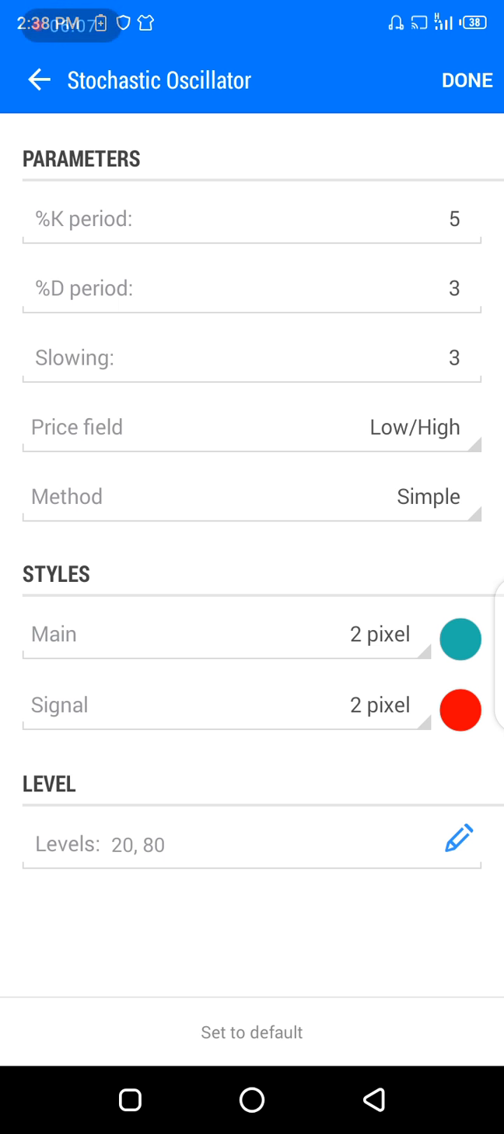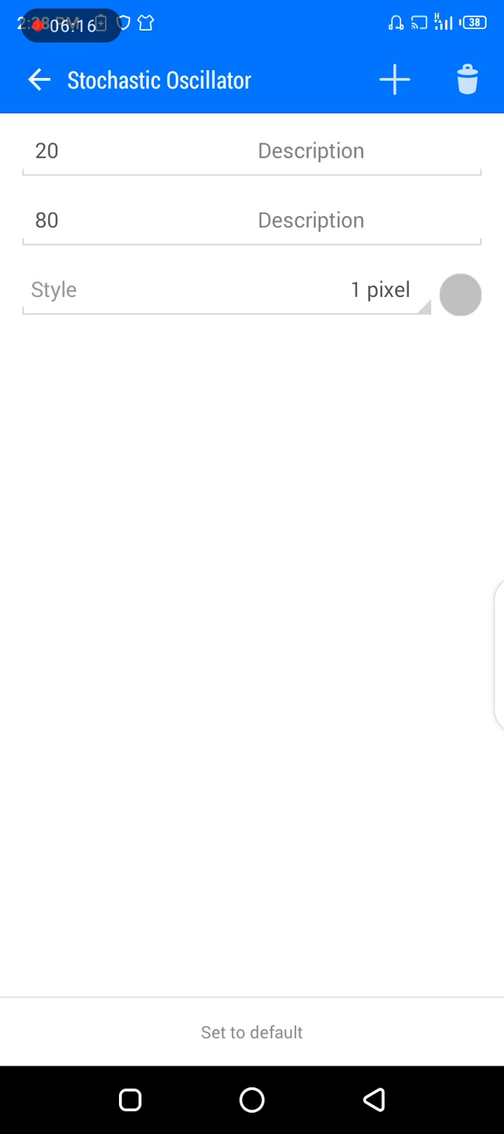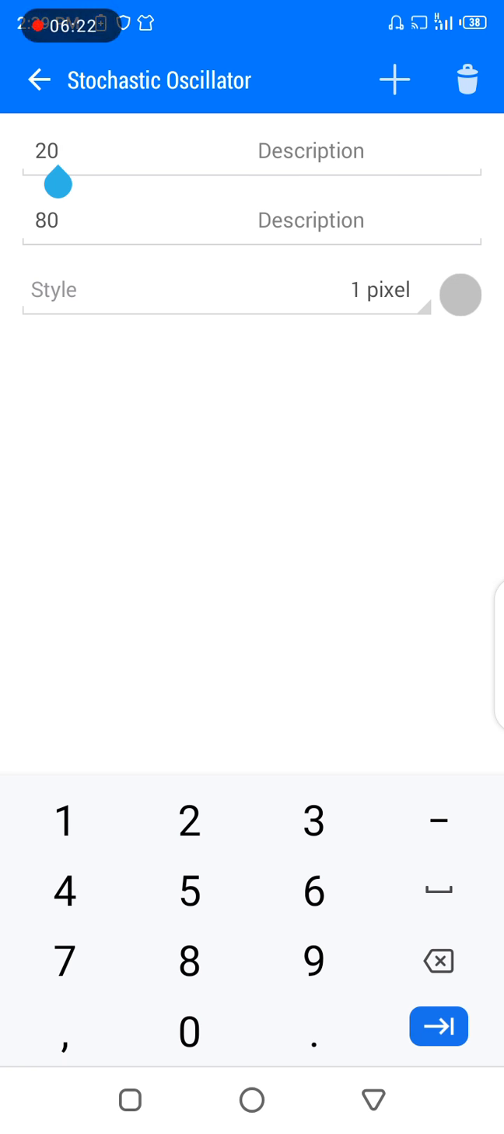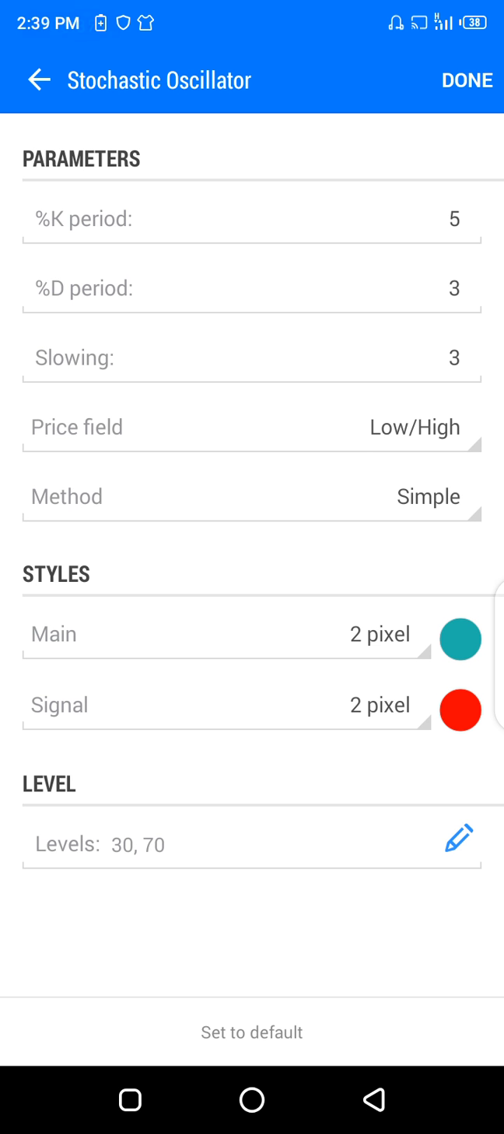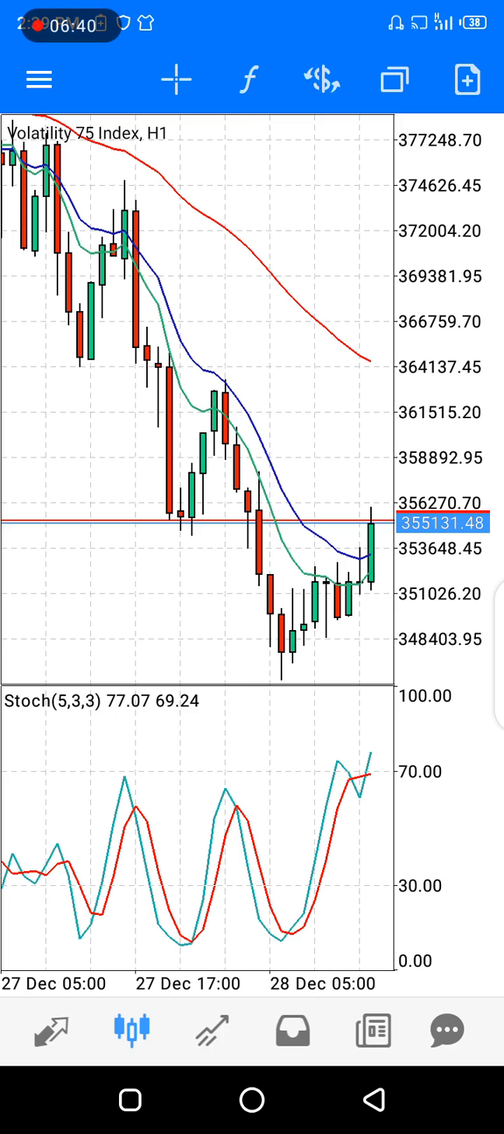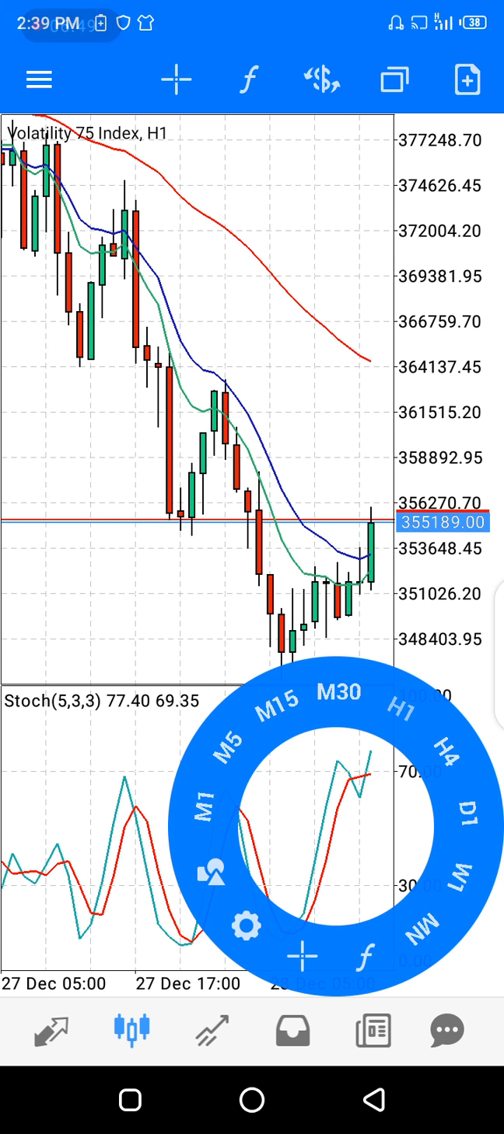Then we come to the levels. We want the levels to be 70-30. So here will be 30, and here will also be 70. Good. So we have 70-30 here, and then we are done. Bam, we are done. Good. We have 70 here, and then we have 30 also over here.